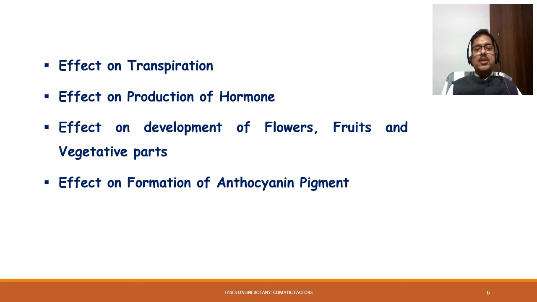Effect on the formation of anthocyanin pigment. Intense light helps in the formation of anthocyanin pigment in plants. The plants in alpine regions have beautiful flowers containing this pigment.